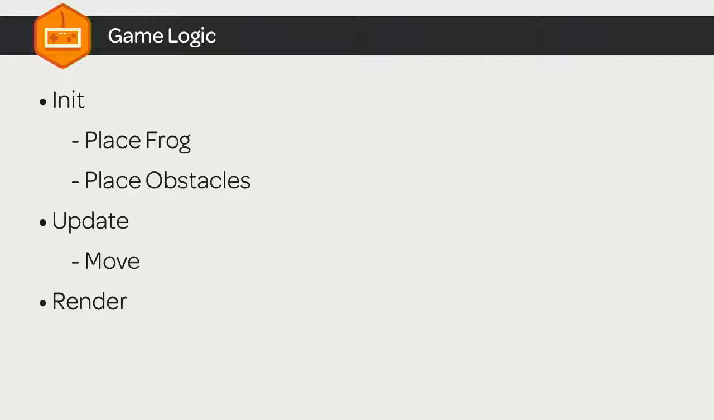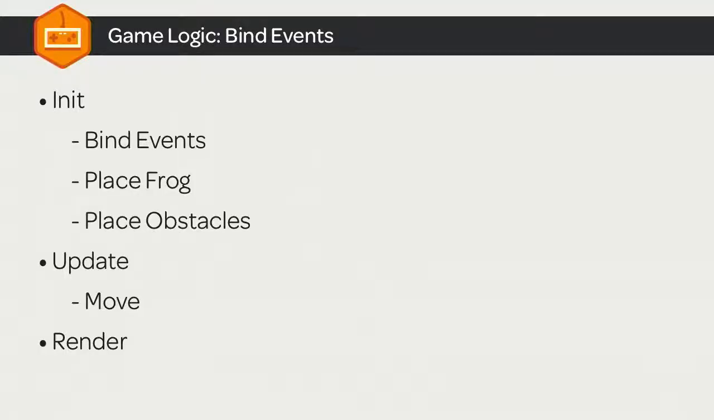If we were to break down what we're doing in each of those 3 pieces right now, in the initialize, we're placing the frog and we're placing the obstacles, and then in the update method, we're moving the frog, and then we're re-rendering the interface. We'll want to do a bit more, so when we initialize, we'll also want to bind some JavaScript events. This is for capturing touches or key presses. Right now, the frog just moves on his own, and we'll want to start him moving with a key press.